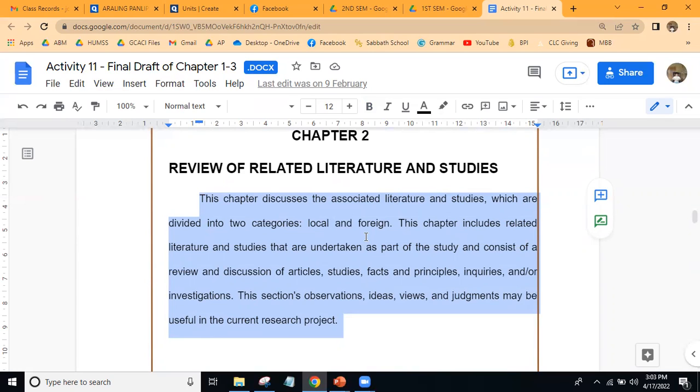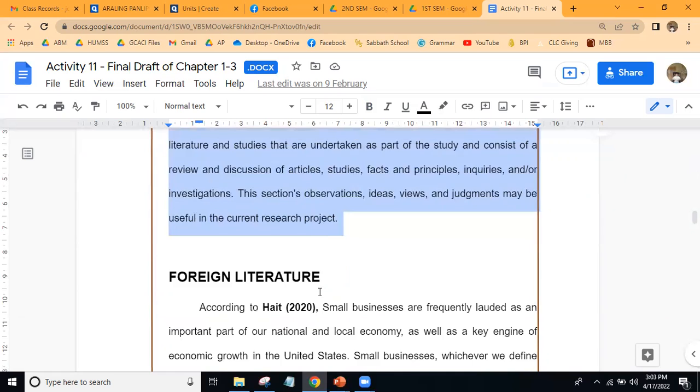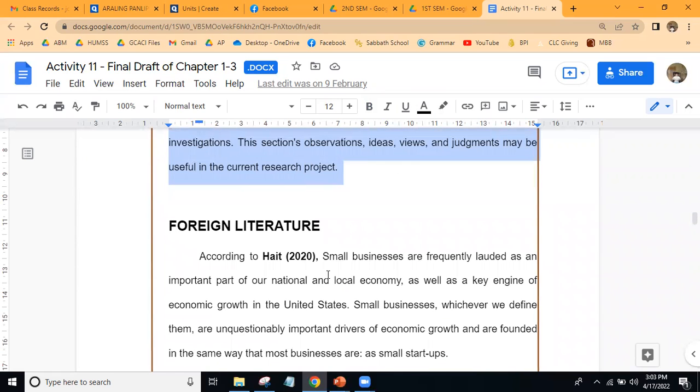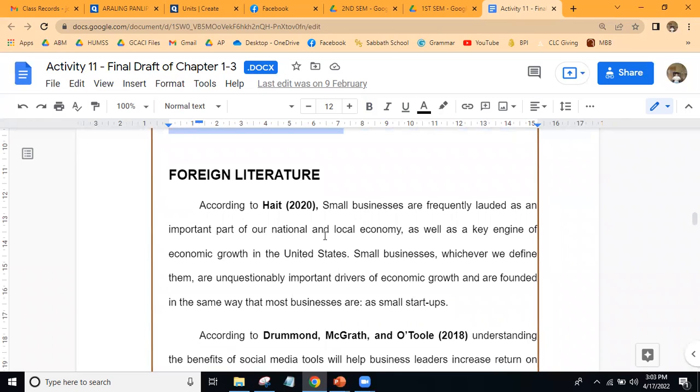This chapter includes related literature and studies that are undertaken as part of the study and consists of the review and discussion of articles, studies, facts, and principles, inquiries, and or investigations. These sections, observations, ideas, views, and judgment may be useful in the current research project. No? Sa aming MBA, no, hindi na namin pinaghiwa-hiwalay si foreign literature, local literature, magkakasama na yan. So this time, since yan ang template and format na binigay ni Genesis, so we need to follow that format.